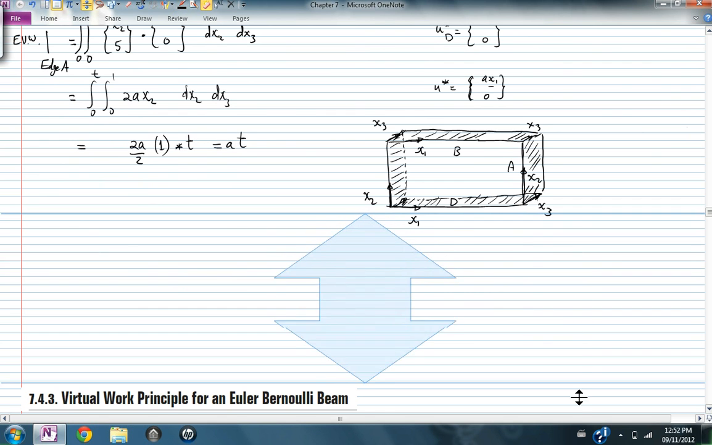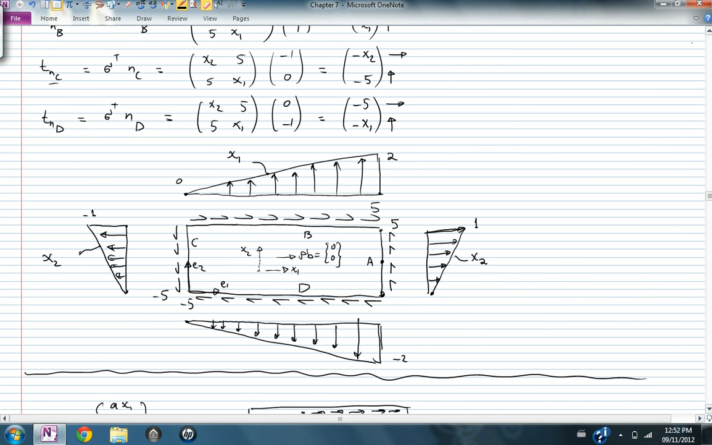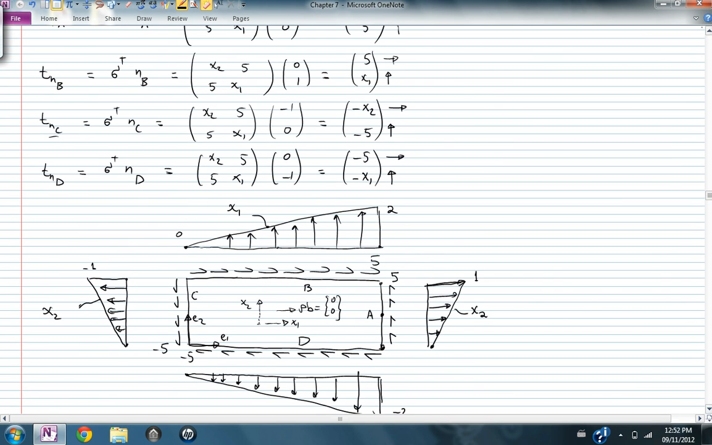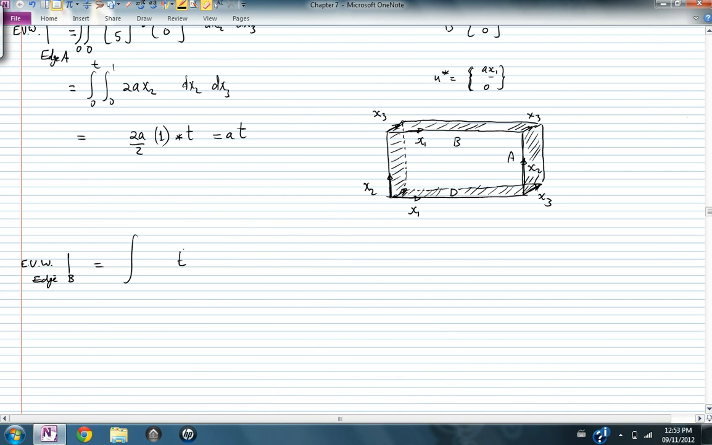The external virtual work on edge B is the same. External virtual work on edge B will be the integration of the traction vector on edge B. The traction vector on edge B, let's go see what the forces on edge B is. It's 5, x1. So this is the traction vector on edge B, multiplied by the virtual displacement on edge B, integrated over dx1, dx3. This is edge B. dx1 varies from 0 to 2, and dx3 varies from 0 to the thickness of the plate.